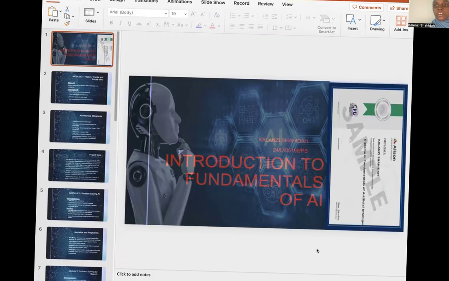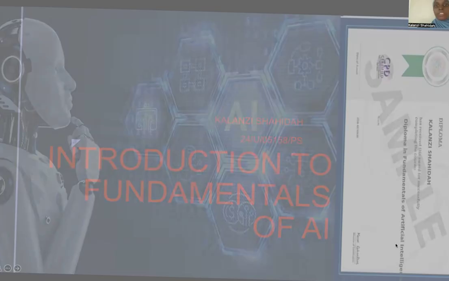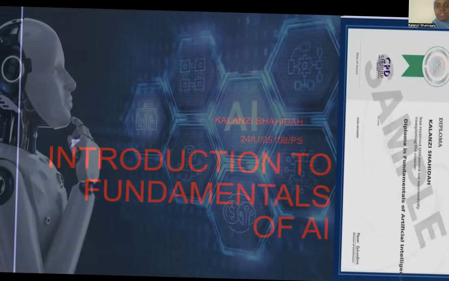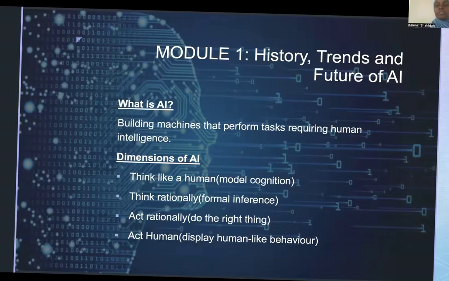Today I'm going to talk about the fundamentals of AI. This is based on the Alison course, a diploma in fundamentals of artificial intelligence. Today's discussion is going to include data mining, Gardner's 8 types of intelligence, and the philosophies, all based on the modules that we studied in the course.